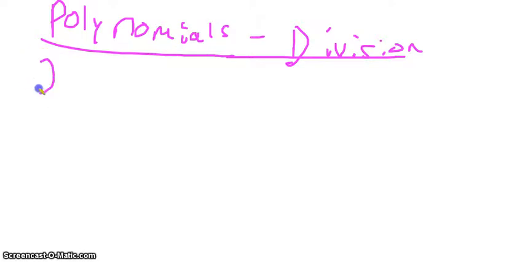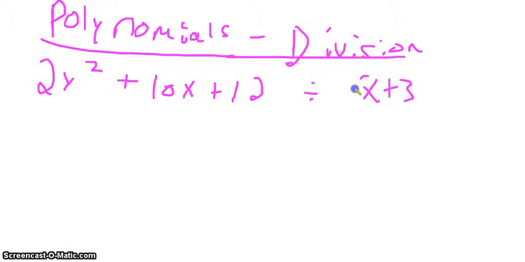So let's say we have 2x squared plus 10x plus 12, and we want it divided by x plus 3. Pretty simple. I mean, sometimes you can actually factor certain things and you'll get the same answer, but this is more of a concrete way to get that answer.